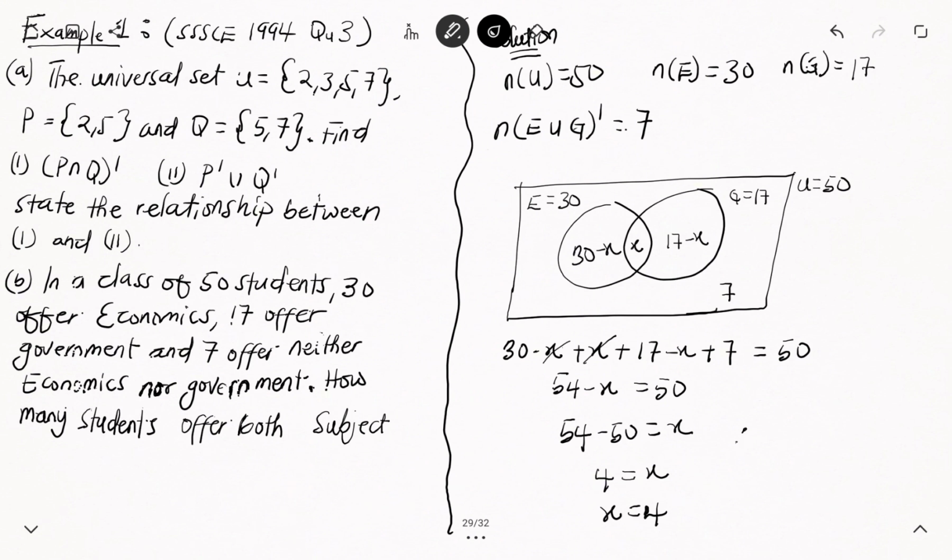So therefore, 4 students offer both subjects, that is both economics and government.